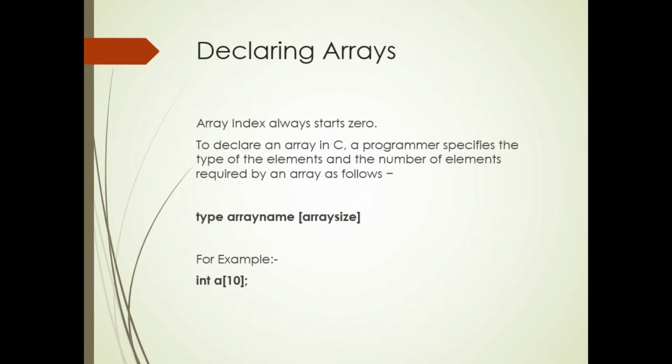Okay, declaring an array. To declare an array in C, the syntax is given below: type, array name, and into the square brackets you have to write the array size. Here the array index always starts with 0. For example, we have int a[10]. So its array index starts with 0 and ends with 9. Now let us see more examples related to declaring the array.